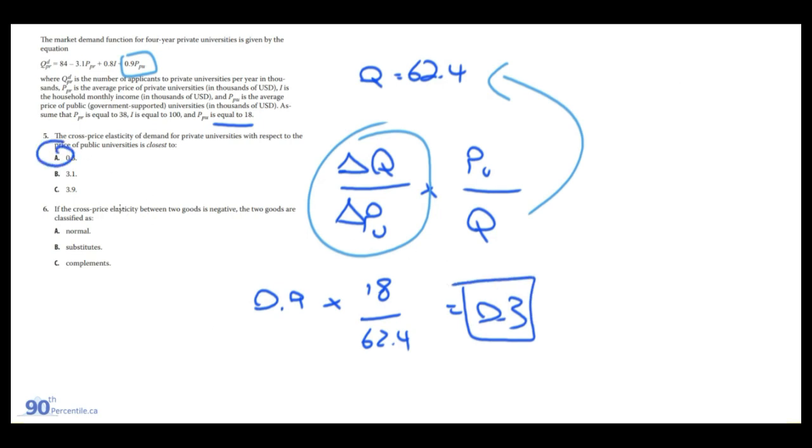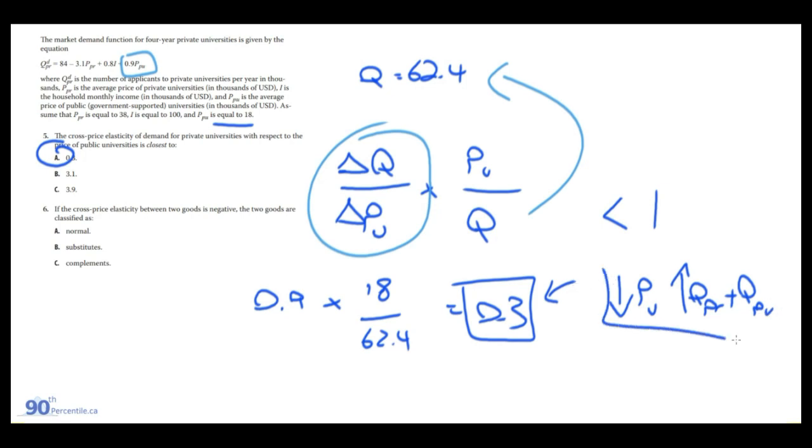And then for 6, really quick, if the cross price elasticity between two goods is negative, the two goods are classified as normal, substitutes, or complements. It might be a bit confusing that it's asking for negative, but negative elasticity is really when it's less than 1. And the reason for that is with the cross price elasticity of 0.3, it's basically assumed that if the price for public universities falls, then the quantity demanded for both private and public will both increase because they are complement goods, not substitutes. They're complements to each other. So the answer is going to be C.